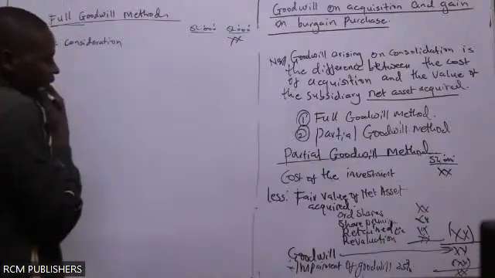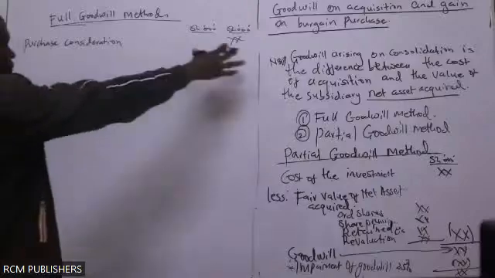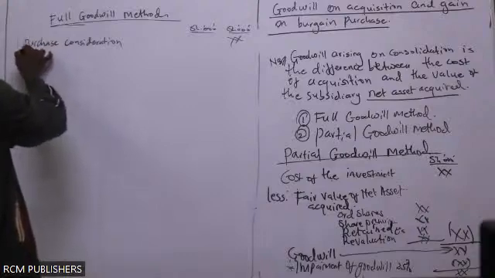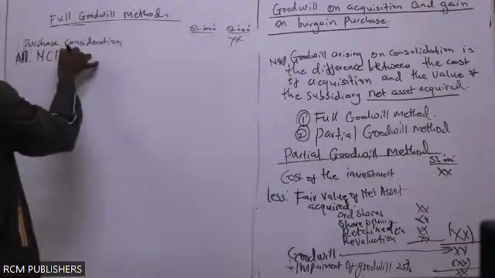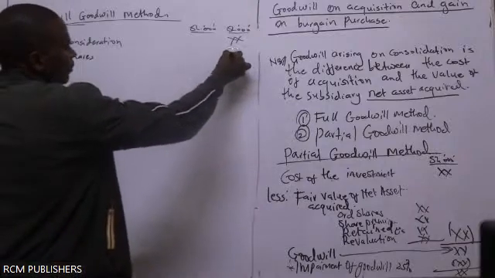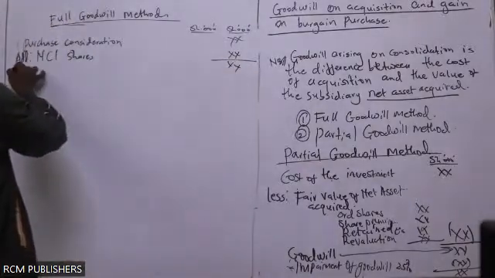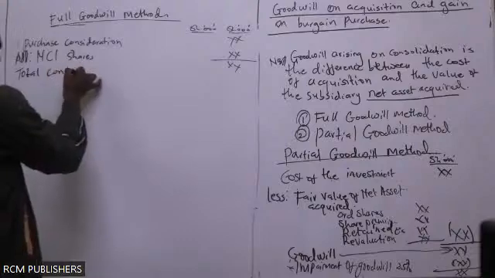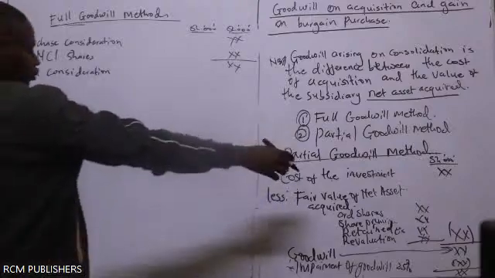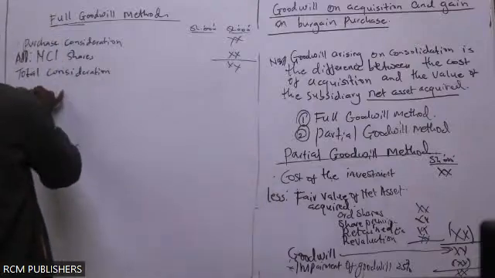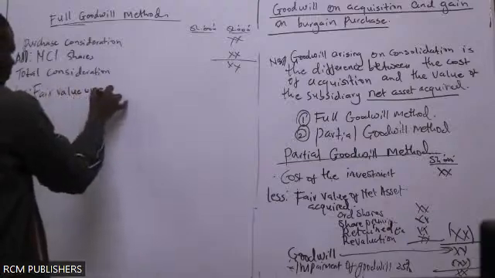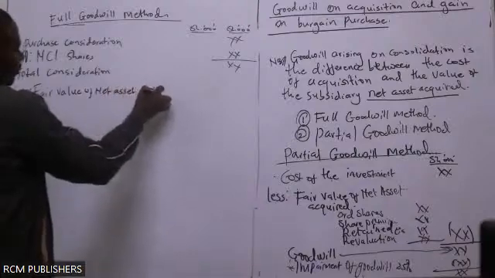How did you purchase the 60% of the subsidiary shares? It will be provided. Sometimes you'll be required to look at it. And then you have to add the NCI, non-controlling interest shares, or the value, so that now you get the total consideration. And after you get the total consideration, you less the fair value of net asset at the date of acquisition.